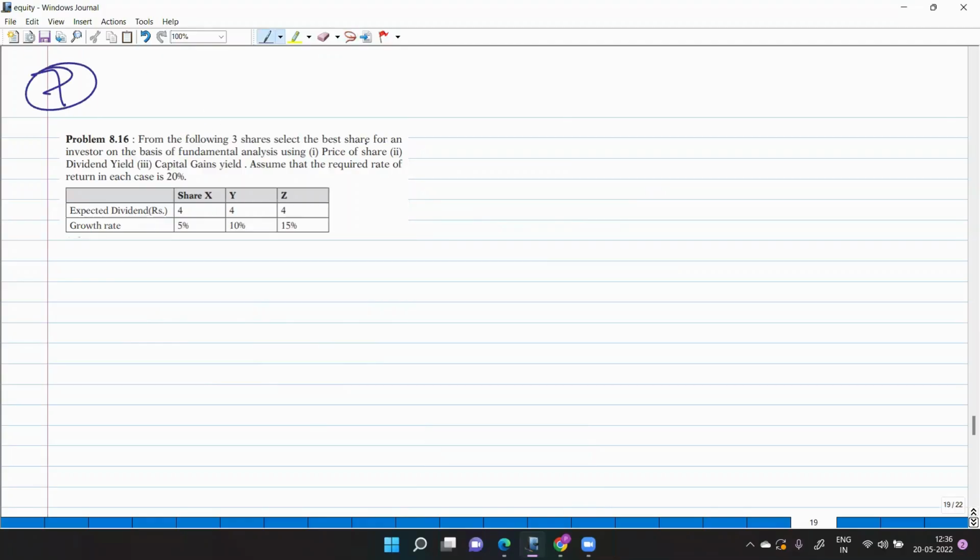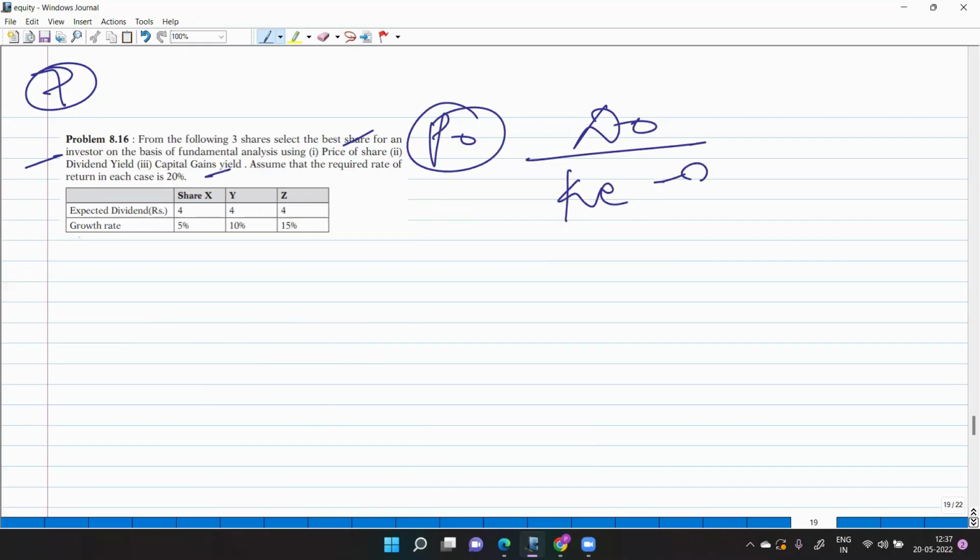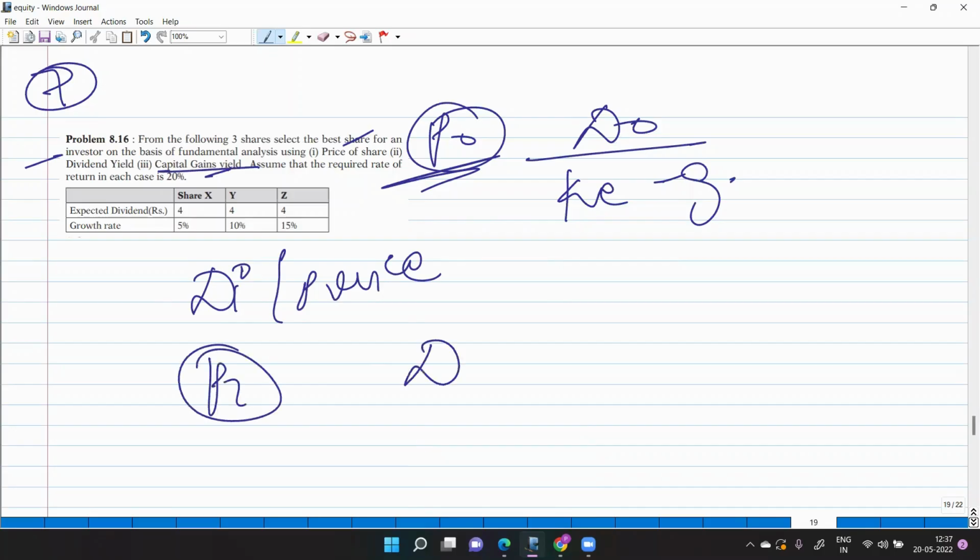From the following 3 shares you have to select the best share कौन सा है एंड तीनों का प्राइस निकालना है, डिविडेंड यील्ड निकालना है एंड कैपिटल गेन निकालना है। दिस इज वेरी इजी क्वेश्चन, यू कैन डू इट बाय योरसेल्फ। ठीक है, प्राइस यू नो कैसे निकालते हैं। ठीक है, दैट इज प्राइस निकालना है तो इट वुड बी D0 अपॉन P0 की बात कर रही हूँ। ठीक है, डिविडेंड यील्ड वुड बी डिविडेंड्स कितना मिला है डिवाइडेड बाय प्राइस। कैपिटल गेन यील्ड के लिए आपको P1 में निकालना पड़ेगा। P1 कैसे निकालोगे?